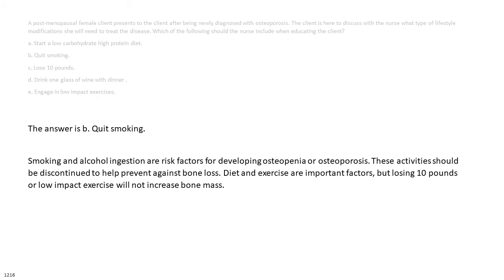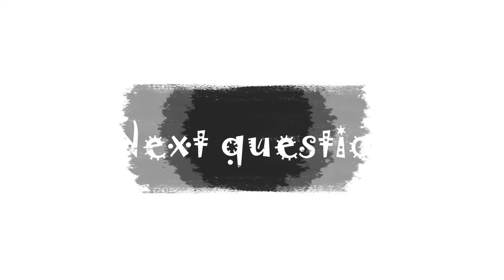The answer is B. Quit smoking. Smoking and alcohol ingestion are risk factors for developing osteopenia or osteoporosis. These activities should be discontinued to help prevent bone loss. Diet and exercise are important factors, but losing 10 pounds or low-impact exercise will not increase bone mass.